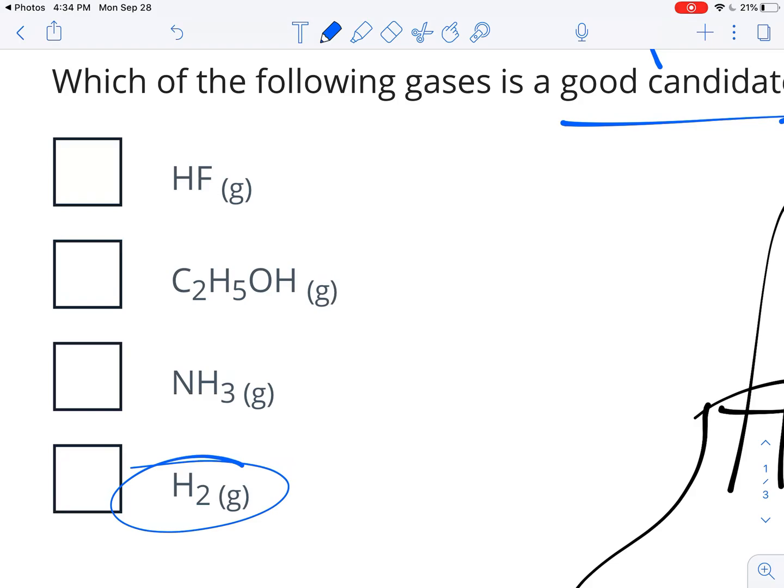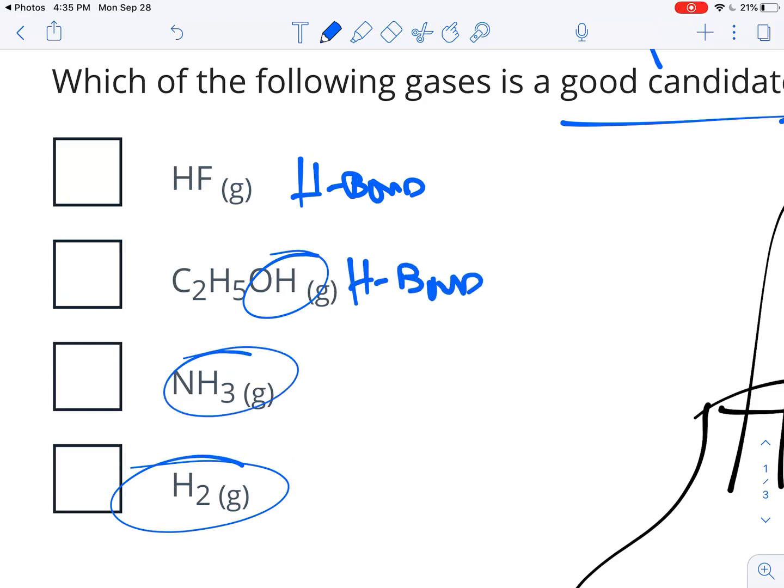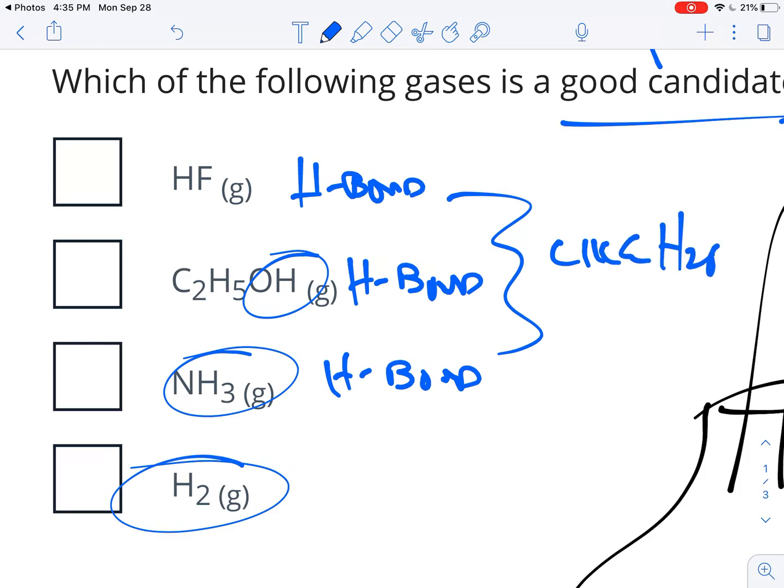Why? Because HF has H bonding capability. This guy's got OH, so he's got H bonding capability as well. NH3 is also H bonding capability. All of these guys like water. They like water because all of these guys are polar. And not just polar, they are superpolar.